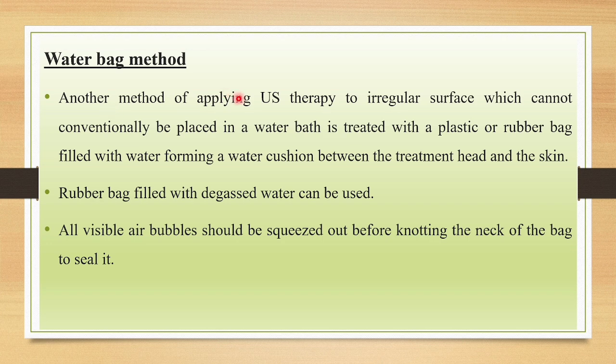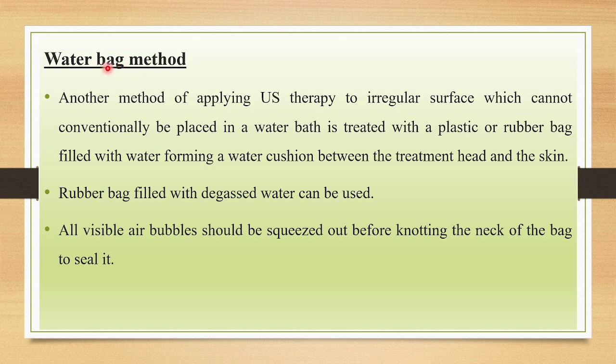Another method of applying ultrasound therapy to an irregular surface which cannot conventionally be placed in the water bath is treated with a plastic or rubber bag filled with water, forming a water cushion between the treatment head and the skin. So a rubber bag filled with degassed water can be used. All visible air bubbles should be squeezed out before knotting the neck of the bag to seal it. So this is the third type of method of application of ultrasound.